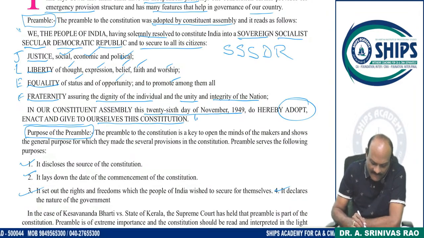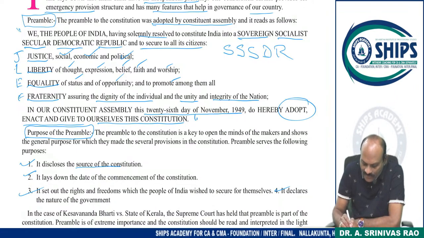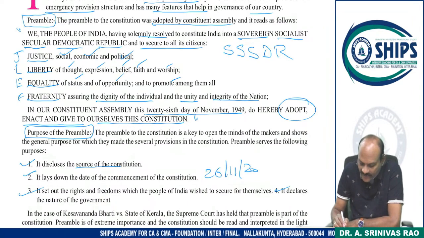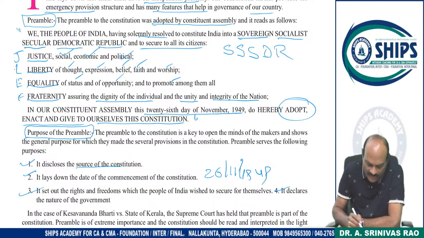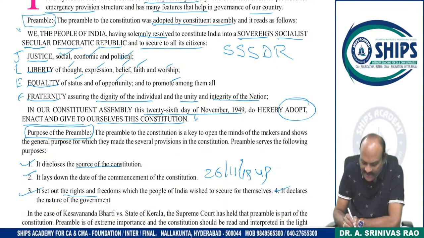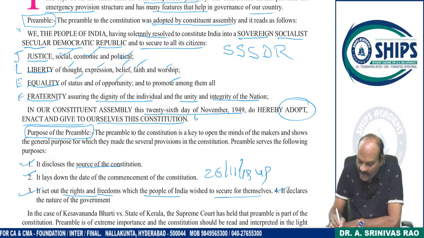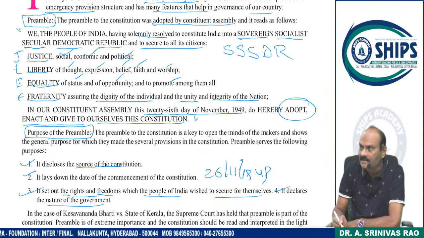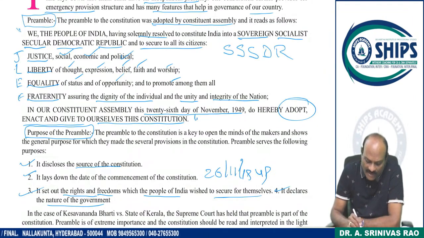What is the first one? It discloses the source of the Constitution, the origin, how the Constitution came into force. Second, it lays down the date, 26th November 1949. Another is it sets out the rights and freedoms the people of India wish to secure for themselves. And the fourth declares the nature of the government. What is the nature of government? Democracy.